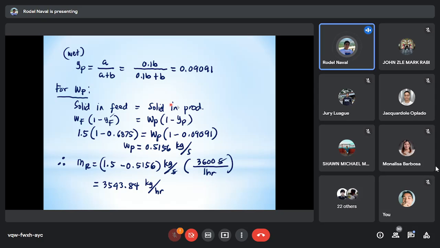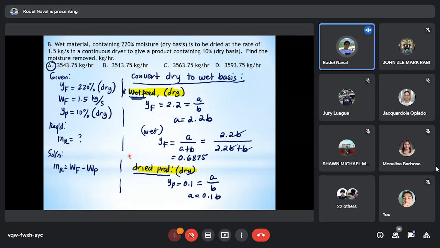Solid in feed equals solid in product. WF is 1.5 times 1 minus 0.6875, then WP times 1 minus YP. So you can get WP as 0.5156 kilogram per second. And then therefore, MR, the moisture removed, is the weight of feed minus weight of product.